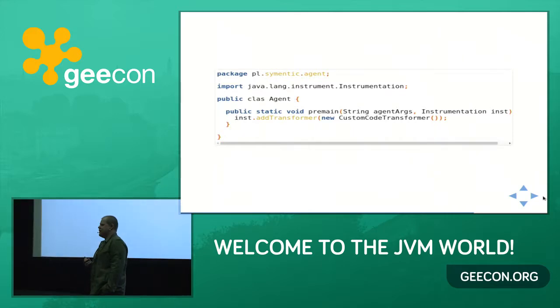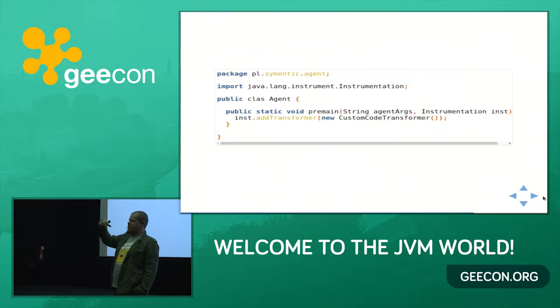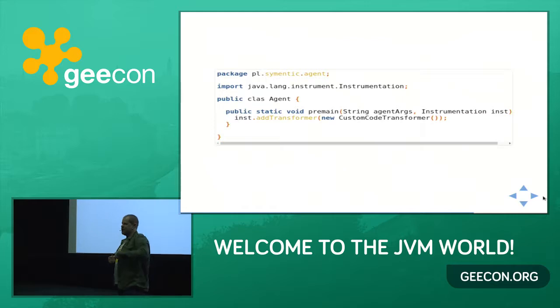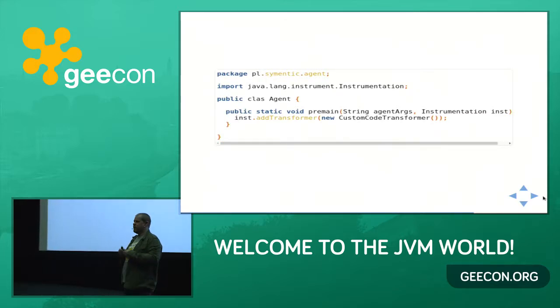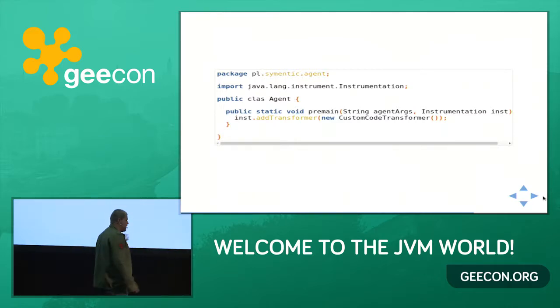What the transformer does: every time you load a class, before the class is instantiated, and before the class is verified by the verifier, the code of this class is pushed to the transformer. The transformer can do anything you like with your code and returns the new bytecode, and the modified bytecode is actually verified and loaded into the virtual machine. This is how, for example, runtime weaving works.